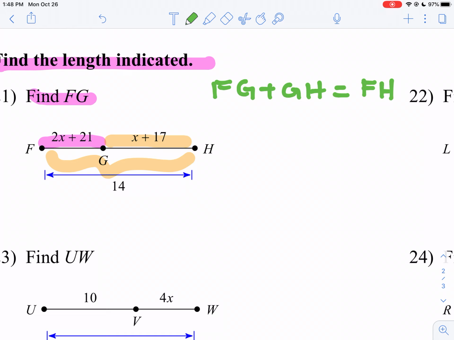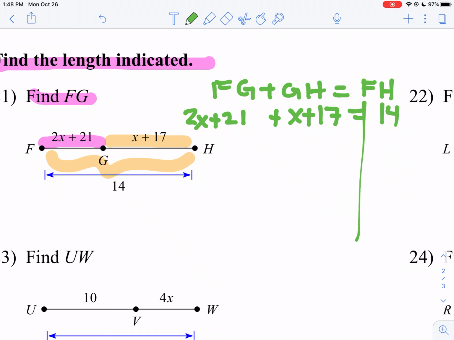Do my substitution. 2X plus 21 plus X plus 17 is equal to 14. I have a lot of X's on the same side. You need to combine like terms. You can combine all the X's together, and you can combine all the numbers together. So I'm going to combine the 2X and the X, and that gives me 3X. I'm going to combine the 21 and the 17, and that is going to give me 38 equal to 14.